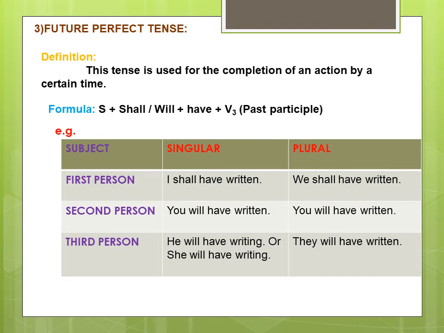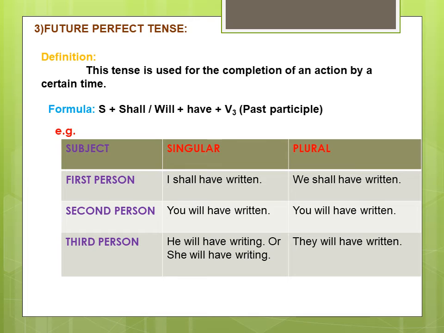Next, second person, singular column: you will have written. You is the subject; will have is also important as per our formula. Written is also important as per our formula, meaning V3, the past participle form of the verb. Next, plural column, second sentence: you will have written. You, second person, subject. Will have is really important because it's the future perfect tense, and written is also very important. Written means the past participle form of the verb.